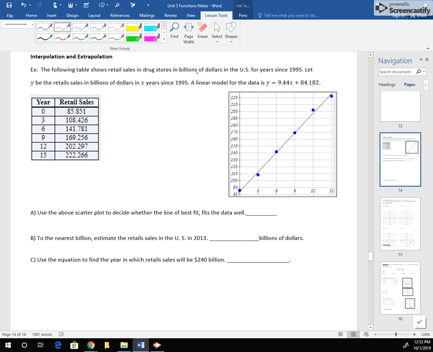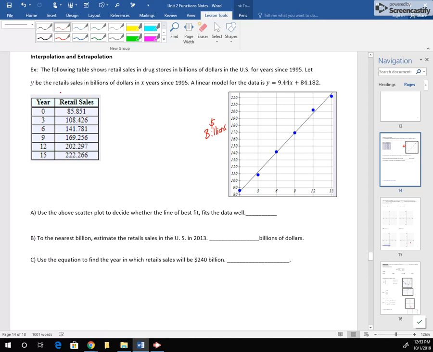retail sales for drugstores in billions of dollars. That's what our Y is going to represent. That's what we see on the graph down here. That's also what we see over here in the table. But this is money, and we do need to understand that it is in billions. So when they say 100, that actually means 100 billion.